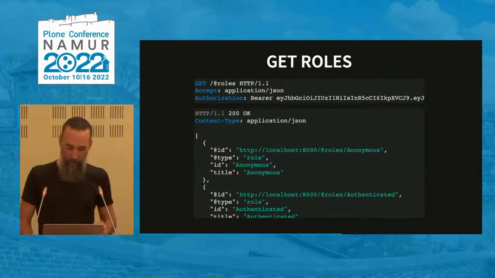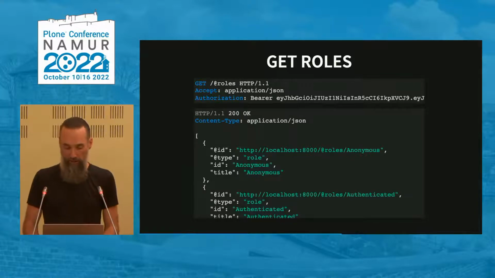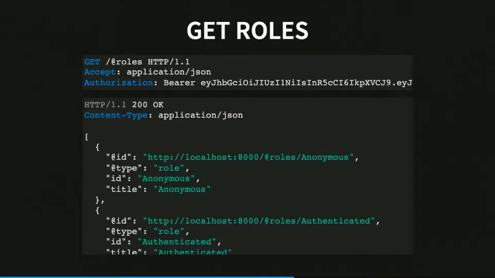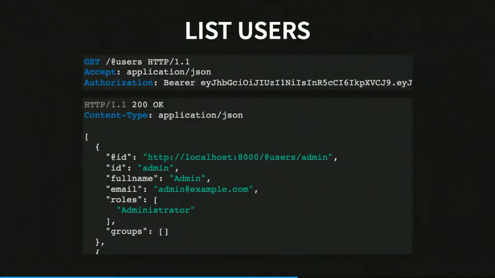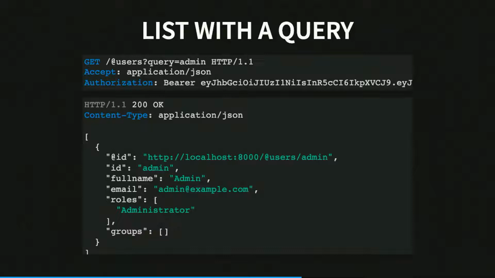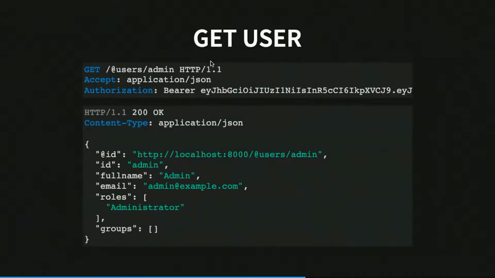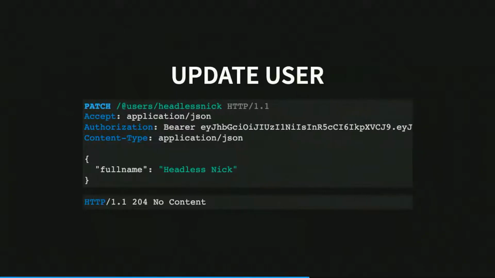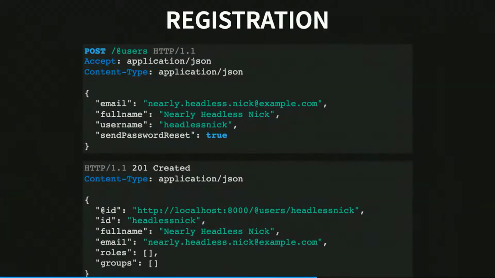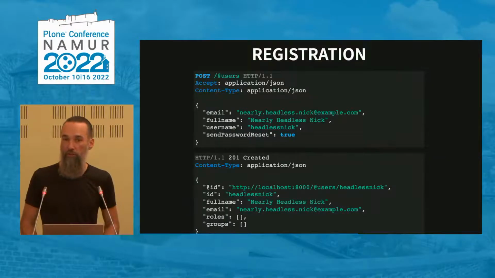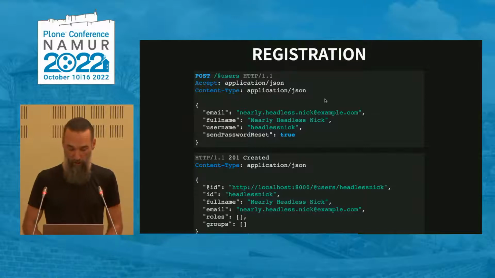REST API calls for all the security related stuff. So basically you can fetch the roles, which you'll need in the control panels. You can list users, if you have the permission obviously. You can do queries in the listing, so you can get users with just that specific name, used in the sharing tab, for example. You can get one specific user if you want to edit that user, update a user, delete a user. Then we have all the registration calls, so you can actually do, as an anonymous user, registration if you have that enabled.